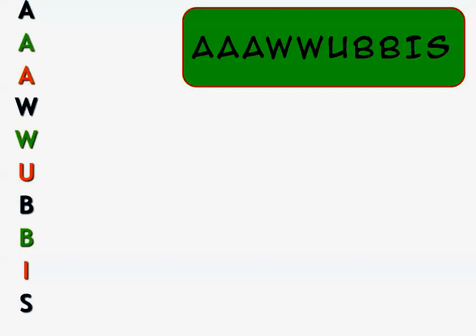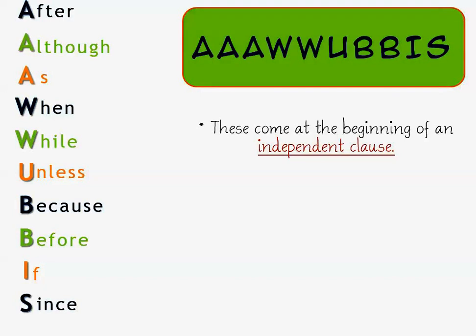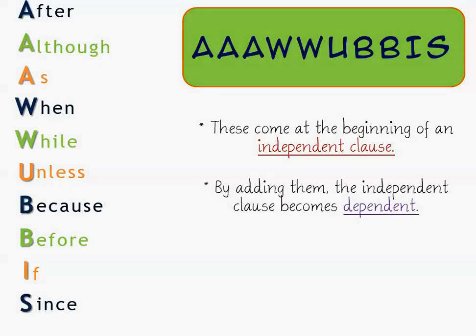All right, so going back to our AWUBUS list, here's how these come into play with the clauses. So in order to create a complex sentence, you're first going to start with an independent clause. And then we're going to add one of these subordinating conjunctions to the beginning of it. Now, when that happens, that makes that independent clause dependent, because these subordinating conjunctions are words that take a full thought and make it no longer complete.